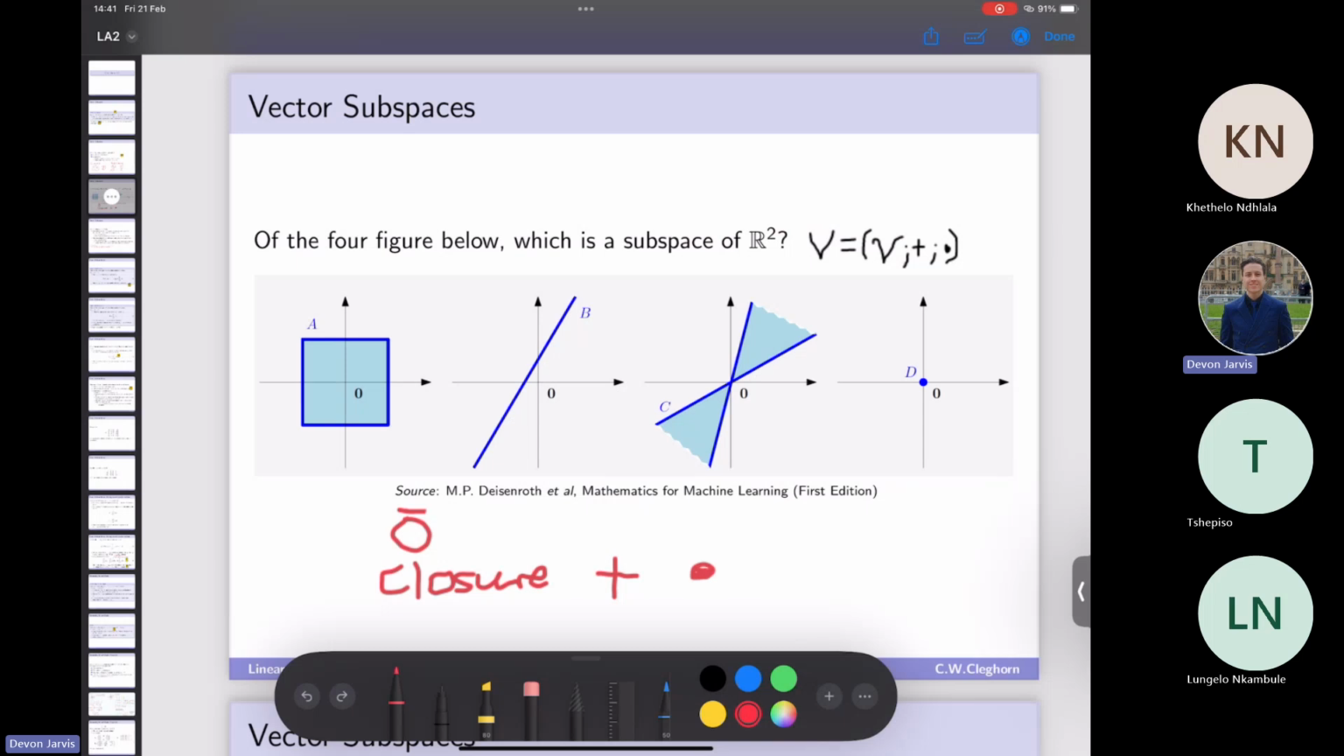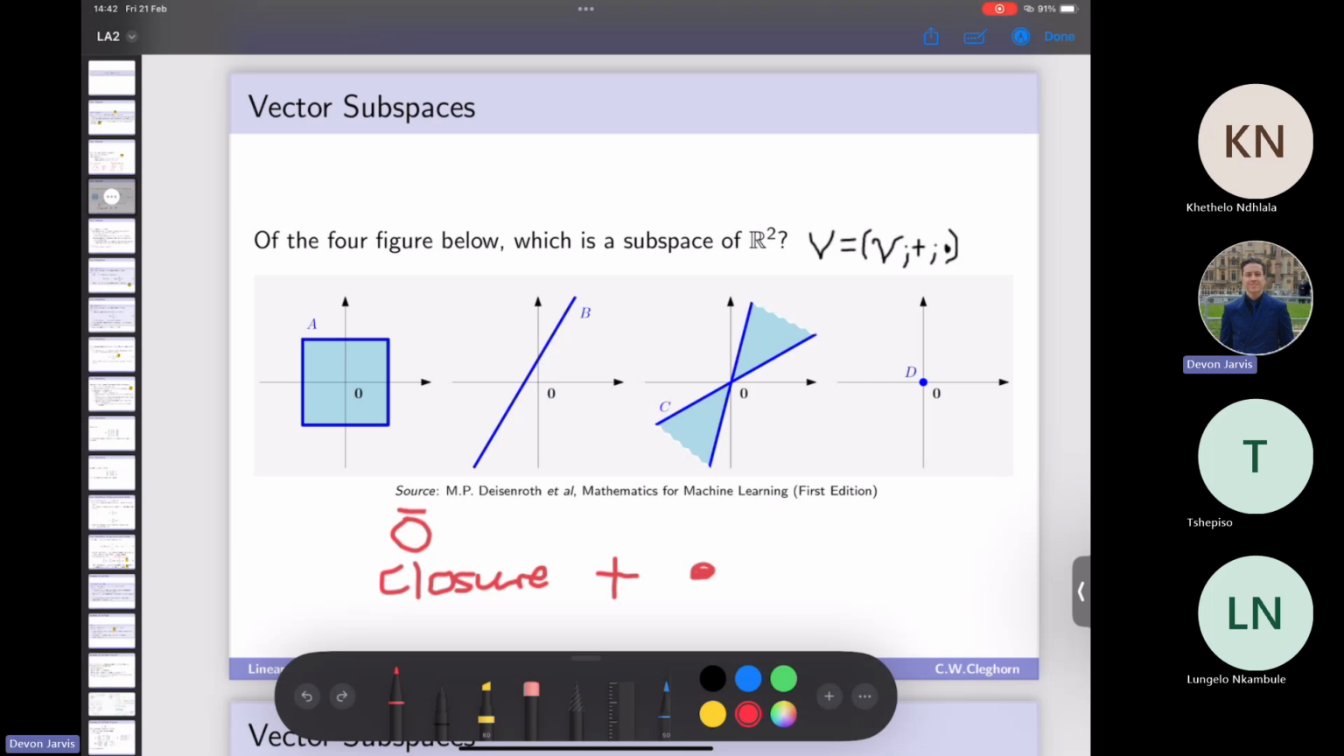Guys online, what are you thinking? Is D a vector subspace of R2? Chapiso, are you there? Is this a vector subspace of R2? So it does have the origin element. Okay, so D does contain 0, so it satisfies the first property. How about you guys in the room? What about the other two properties of closure?